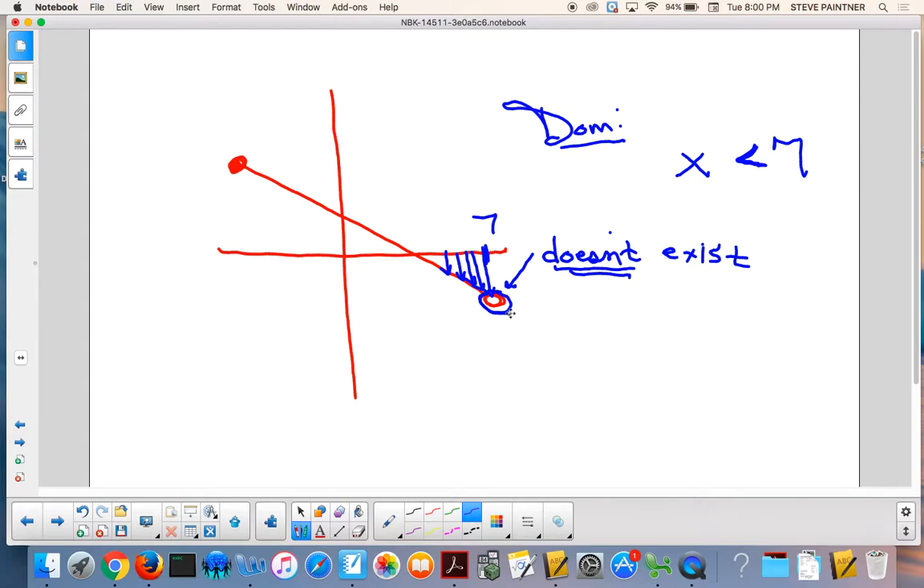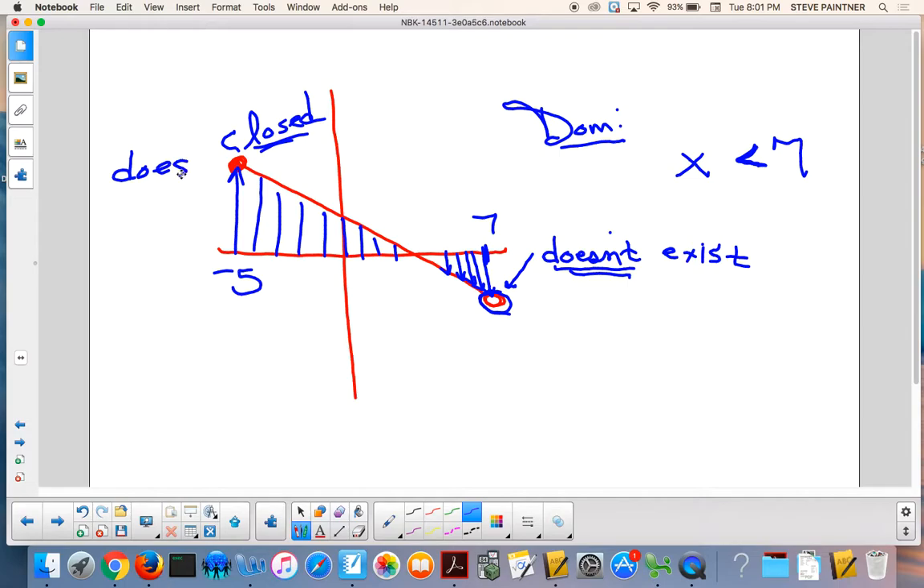Okay? Keep going. Well, 3, 2, 1, 0, negative 1, negative 2, negative 3, negative 4. Let's call this negative 5. And because this is closed, this point does exist. So what would that mean? It would mean negative 5 is in the domain.